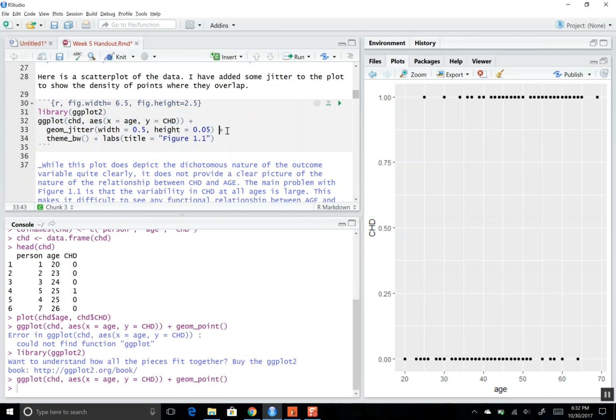So what we can do is we can jitter the points, okay? Jitter just means it's going to add or subtract a small value to the numbers, and this allows us to see a little bit of spread here, okay? And so I'll do geom jitter, and this means alter the height values up to 0.05, and in terms of the width, alter the values up to 0.5. And then we're going to do theme black and white just because it looks better for printing, and add some labels here, which is in this case just a title.